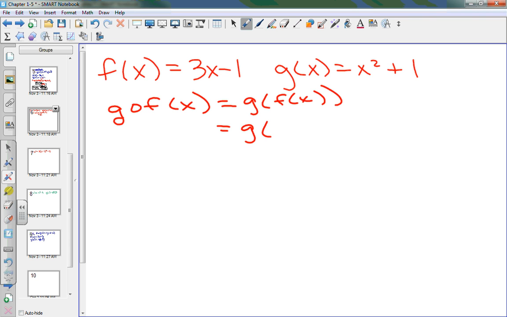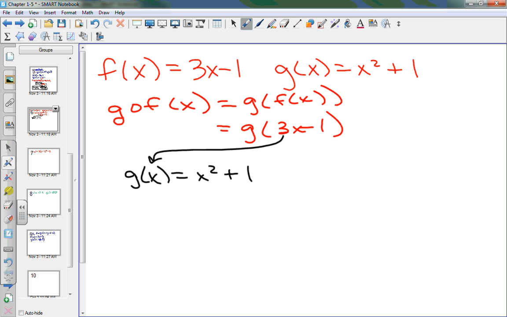I know that f of x is 3x minus 1, so I can plug in what I know it to be. Correct? And now what's this function telling me I have to do? I have to take my g of x function, which is x squared plus 1, and plug in that 3x minus 1 for x. This g tells me which function I need to use, correct? So now I'm going to have 3x minus 1 squared plus 1.